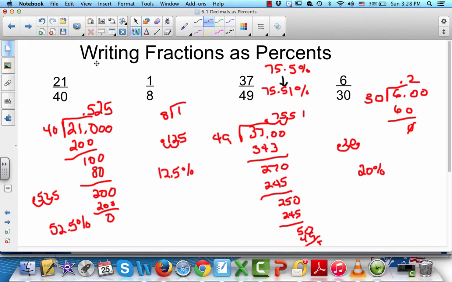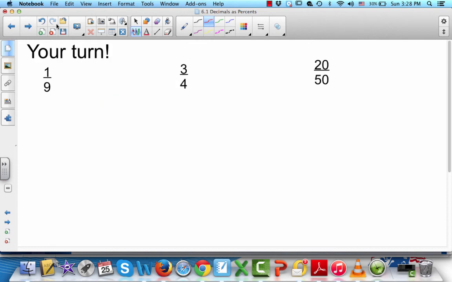Okay, your turn. Let's see what you do on these that are coming up on the next page. Try these, pause the video, try these, and come back to me. Remember, you're rounding these to the nearest tenth.